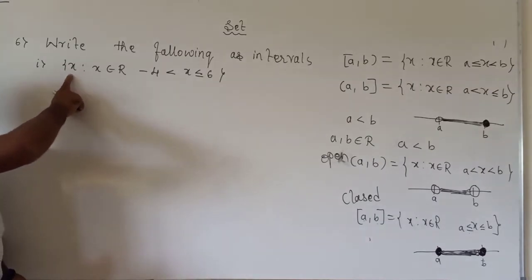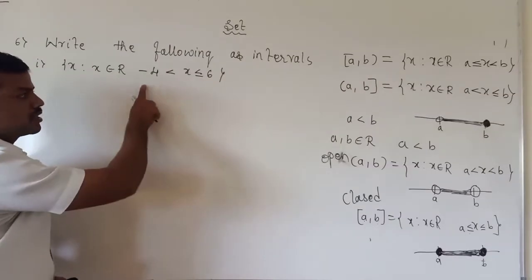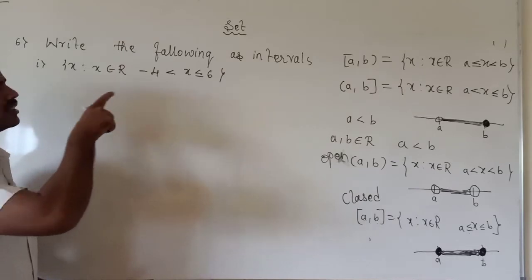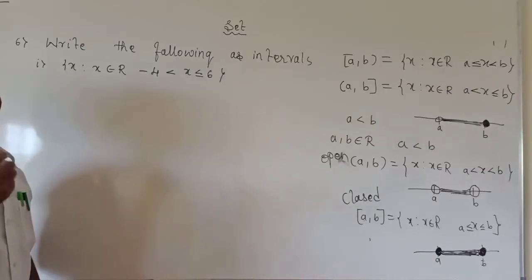So that we have to collect the real numbers between what? That is -4 to 6. -4 to 6 we have to collect. Means in between. It is an interval. So that we have to write in a roster form.